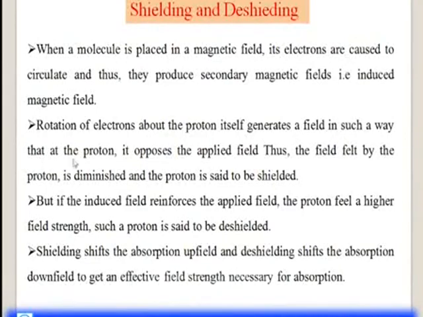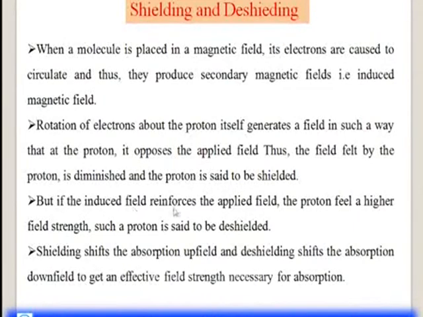The rotation of electrons about the proton itself generates a field in such a way that at the proton it opposes the applied field, or at the same time it can also reinforce the applied field. Thus, when it opposes the applied field, the field felt by the proton decreases, or diminishes, and the proton is said to be shielded.